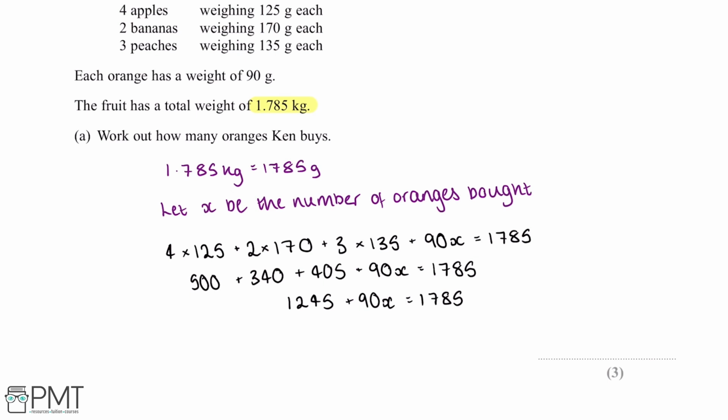Now the next thing we can do is minus 1,245 from both sides of this equation. And this tells us that the total mass of the oranges is 540 grams. And now the final thing we need to do to make x the subject and therefore work out the number of oranges bought is divide both sides by 90.